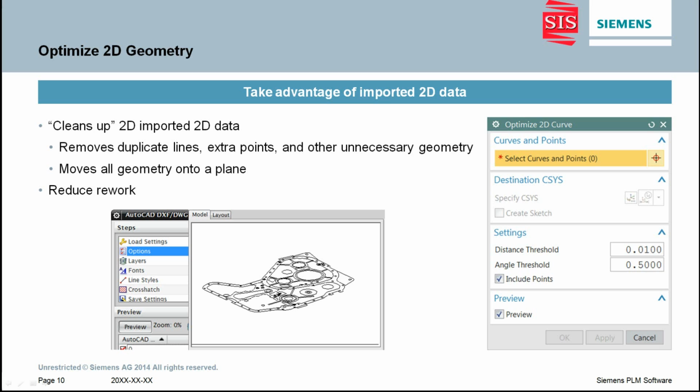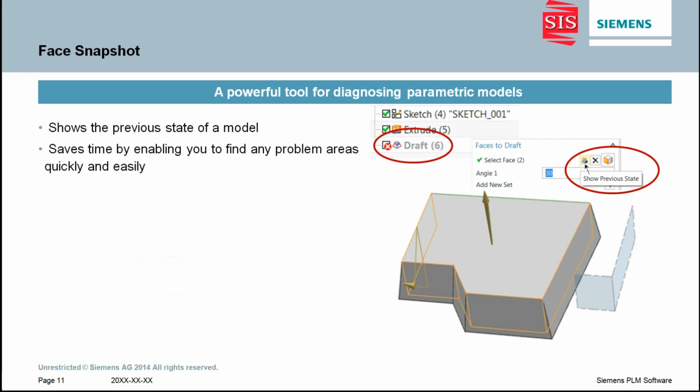Optimized 2D geometry is a new function in NX10 that cleans up 2D data the way optimized face cleans up 3D data. It gets rid of junk data such as duplicate lines, extra points, tiny pieces of geometry, and other extraneous bits that make sketches difficult to use and modify. It can also planarize or move the geometry onto one plane. This is especially useful when working with 2D data migrated from another computer-aided design system. It's one of the many ways that NX enables you to reduce rework and part cleanup time.